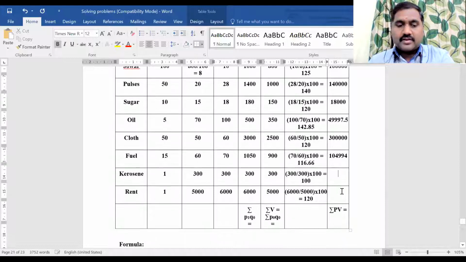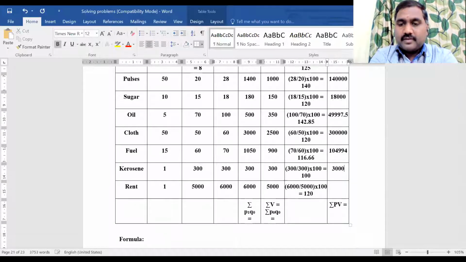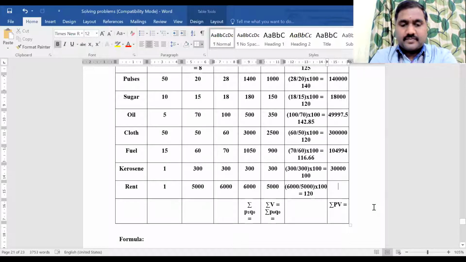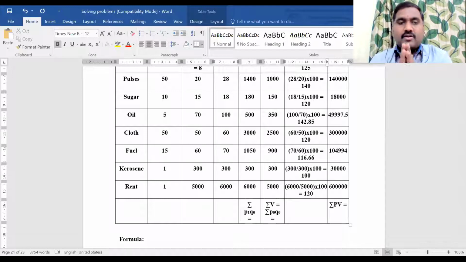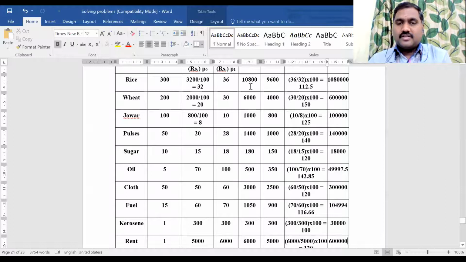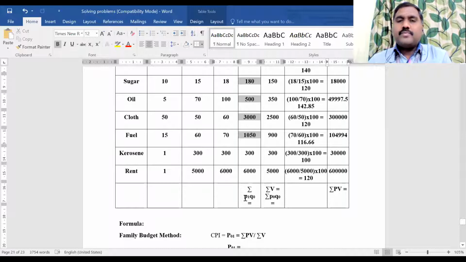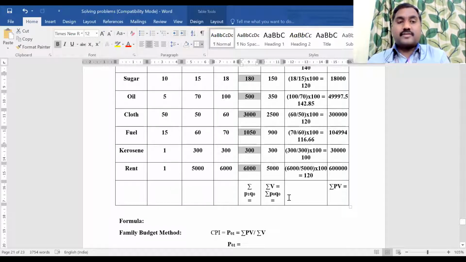Okay, then this is 3 lakhs. 30,000 will be there. Okay, next 5,000 into 120, it will be like 60 lakhs. Is it right? All the values? Right. Okay, fine. Now we need to calculate the total sum of value of this section. See, P1 Q0, this section we need to calculate. Why? Because we need summation P1 Q0 in the aggregate expenditure method. Now tell me this P1 Q0.